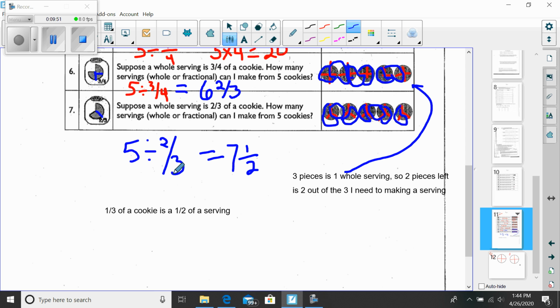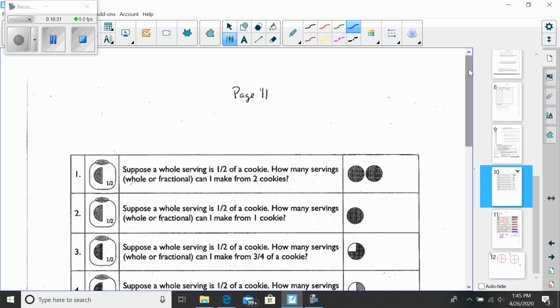Okay, so notice what I've done is I've created 15 pieces here, right? And then I take the 15 pieces and I divide it up into how many twos? How many groups of twos would I have from these 15 pieces? Right? So I get the 15 pieces, and then I say, how many groups of 2 do I have from these 15 pieces? So let's go on to the next page, page 11.